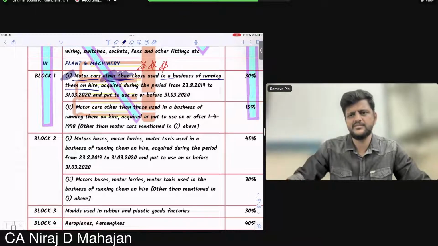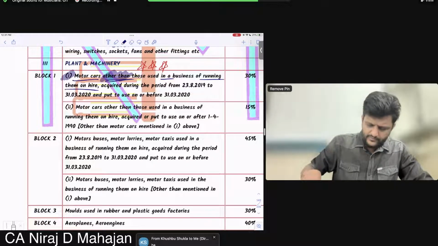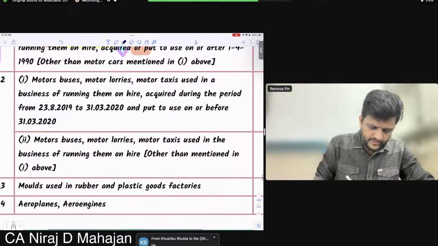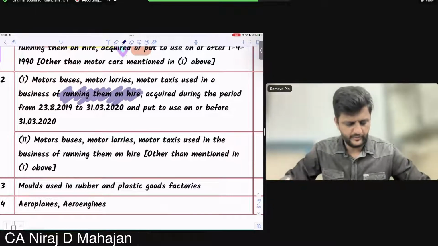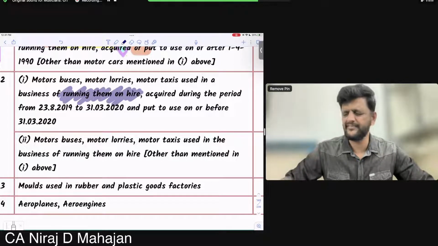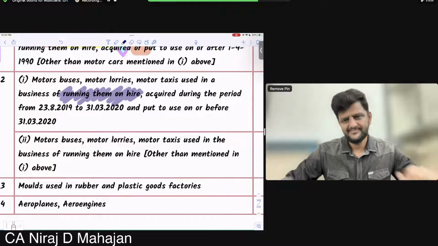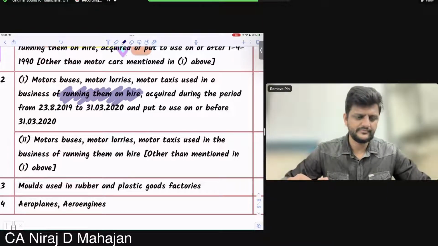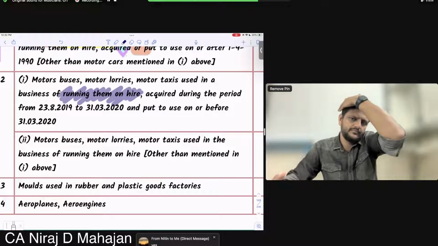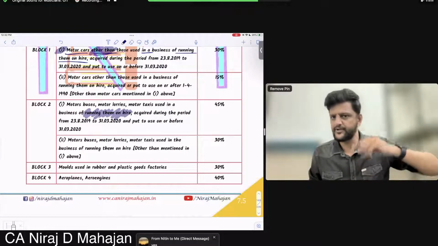Just like rickshaws, cabs. Clear till here? If those motor cars are used in running them on hire, then we'll provide more depreciation to them. What about motor driving schools? Used for business purpose only, no? Their main income also depends on the motor vehicle only. I hope all of these things are getting clearer in your brains. In that case, it is used more, so we'll also depreciate it more.